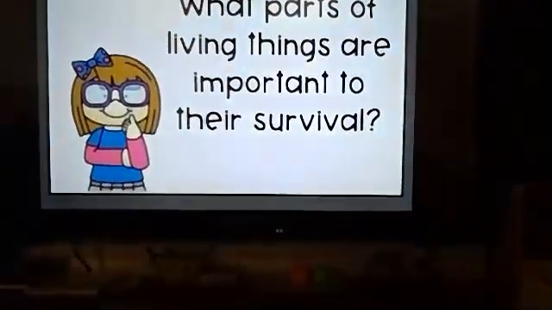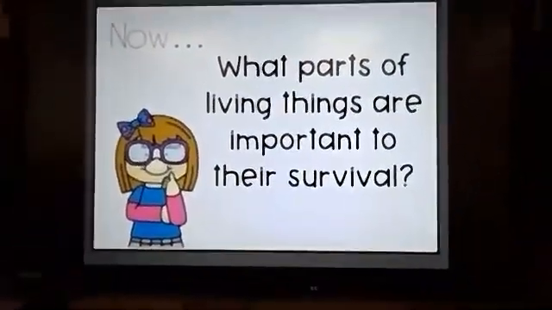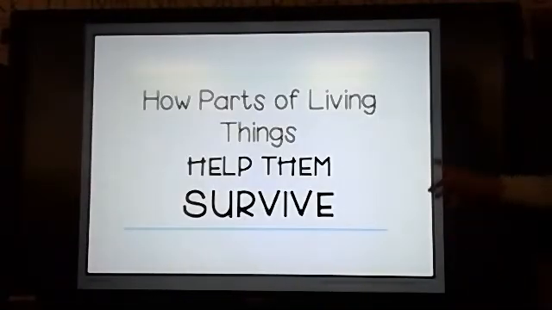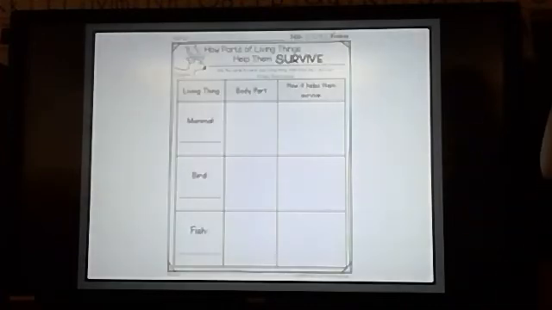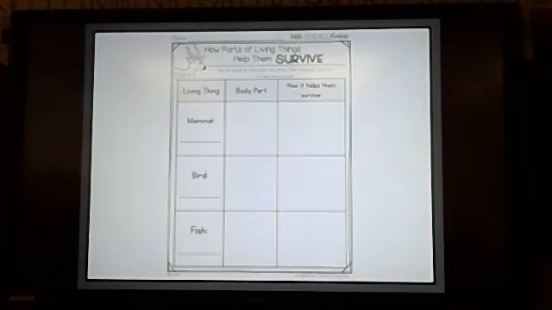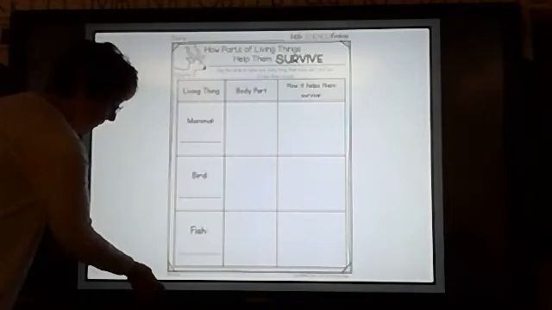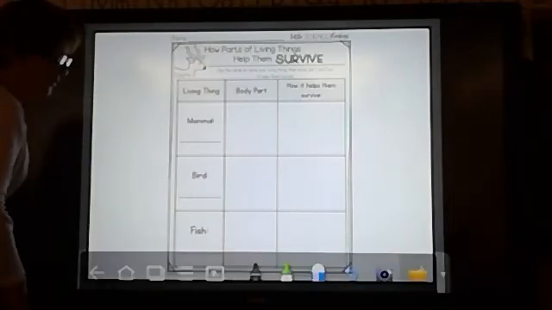Okay, now let's go back to how parts of living things help them survive. In your packet, or your attachments that I attached to today's lesson, there are two sheets that look like this, okay? And your job is to go through the PowerPoint that is also attached.